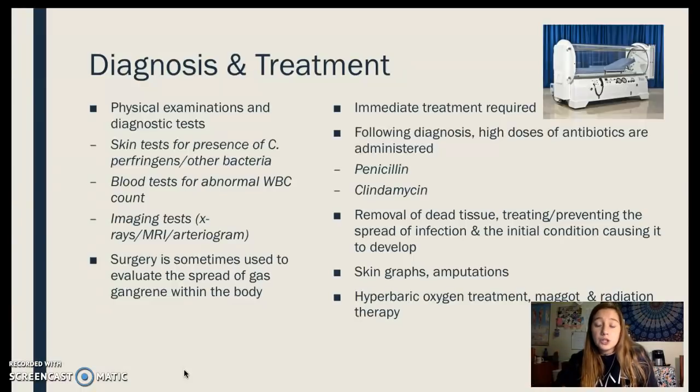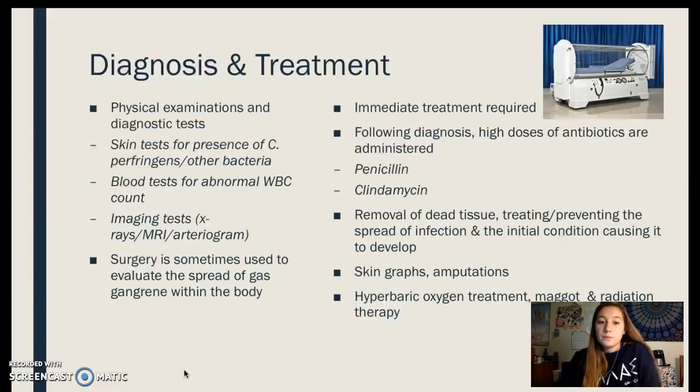The removal of dead tissue is critical, preventing the spread of infection and treating the initial condition that caused the infection to develop. Skin grafts are used to repair damaged skin. Amputations are done if you have necrotic tissue that can't be saved. Hyperbaric oxygen treatment, with these hyperbaric oxygen chambers, that's what that is at the top right corner, is used to give high doses of pure oxygen, which is supposed to help treat the infection. Maggot therapy is also a thing where maggots only eat dead tissue and leave healthy tissue alone, so that's a way to remove dead tissue.